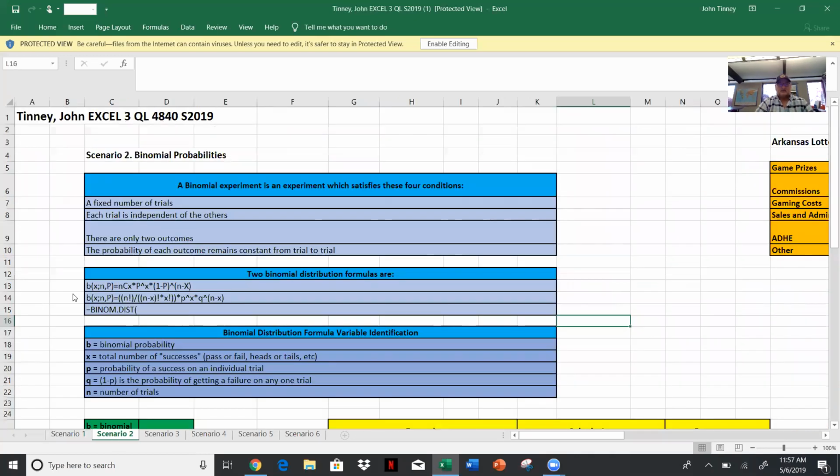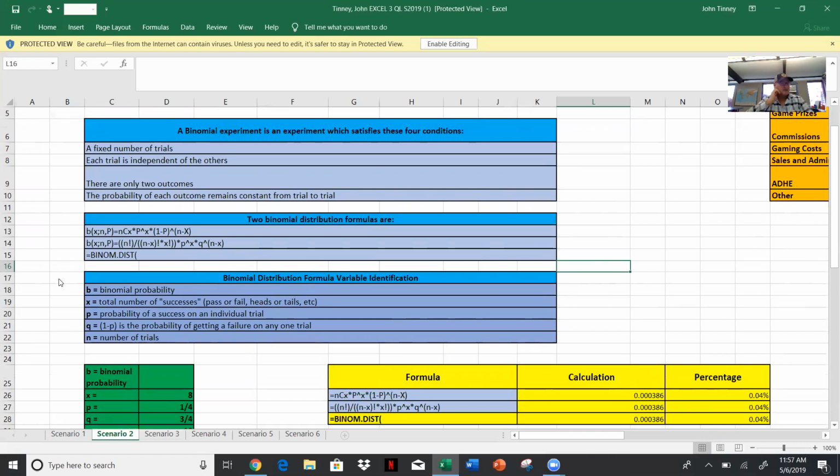Scenario 2 has to do with binomial probabilities. It was another one that was kind of tough for me to get my head around. But a binomial probability means there's going to be a fixed number of trials. Each trial is going to be independent of the others. There's only going to be 2 outcomes. There's going to be heads or tails, yes or no. And the probability of each outcome will remain constant from trial to trial.